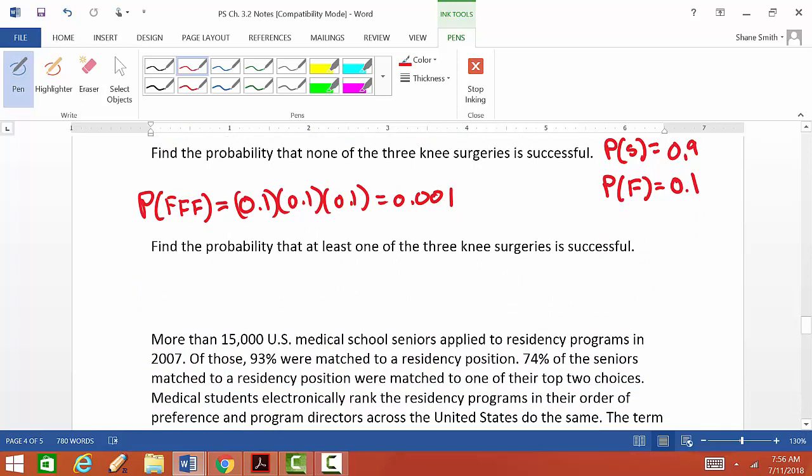And then the last one, what's the probability that at least one of the 3 knee surgeries is successful?